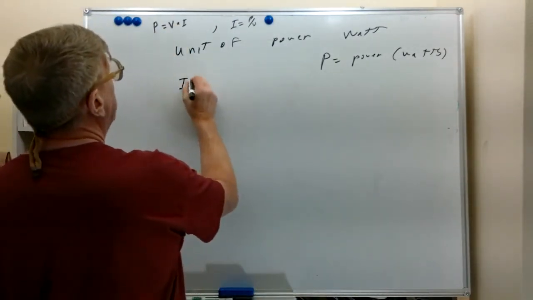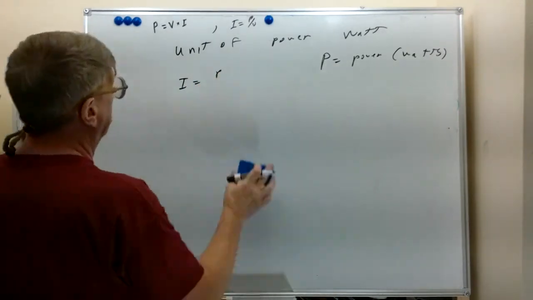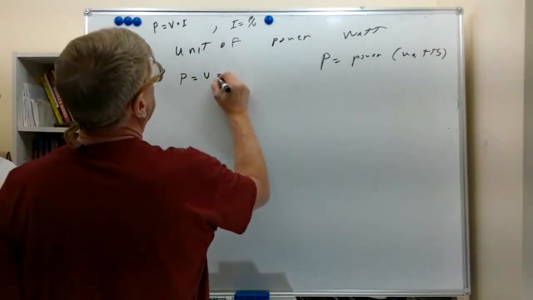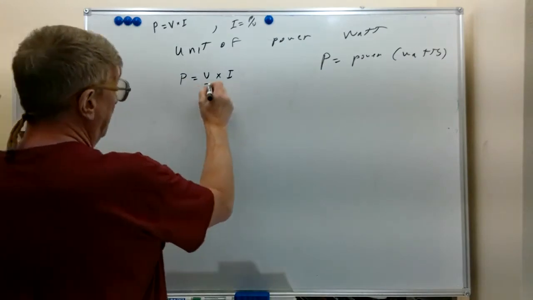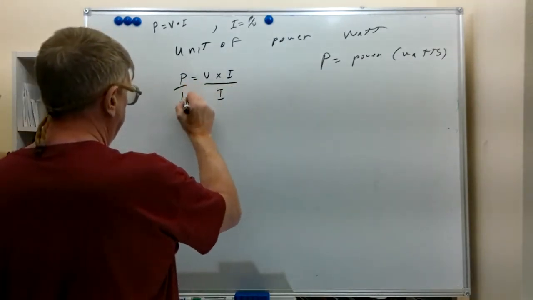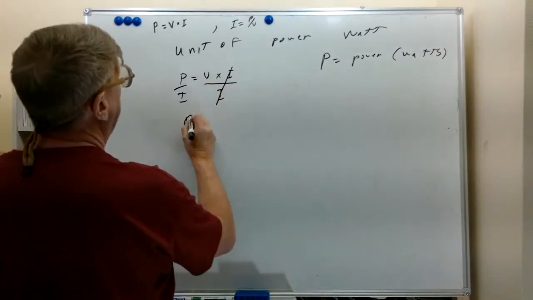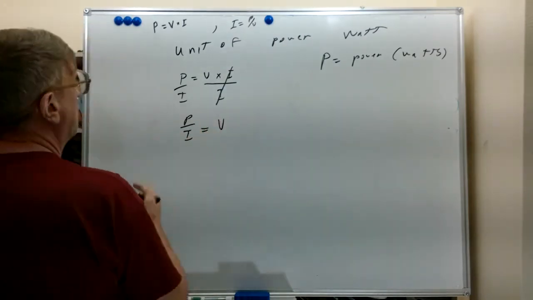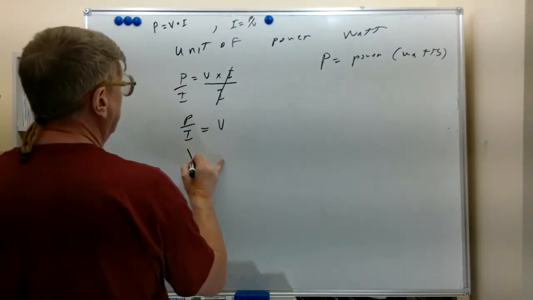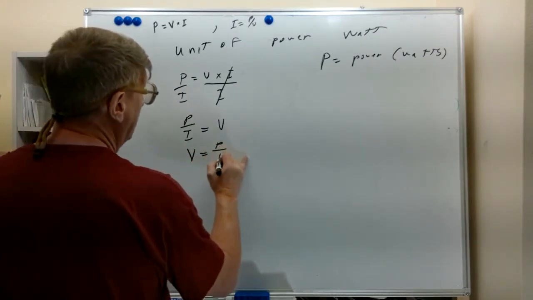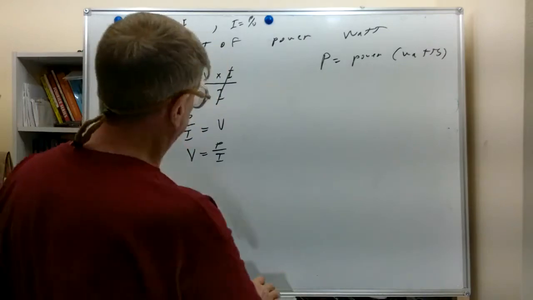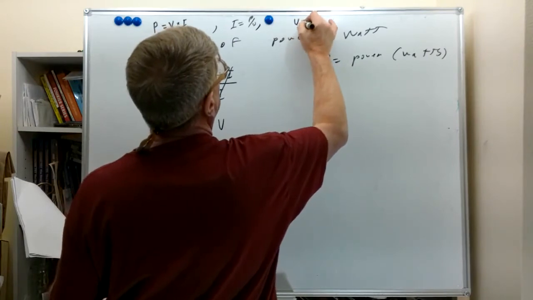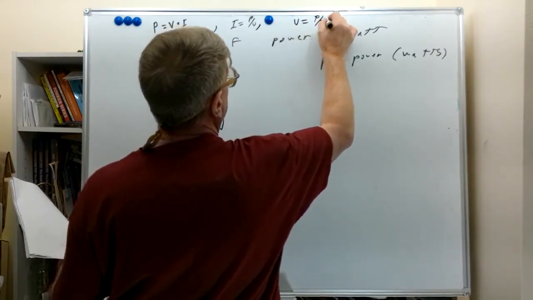Let's take the first one. We'll take this, power equals voltage times current. We want to solve this for voltage. We're going to divide both sides by current. The currents cancel, so we have power over current equals voltage, which we can change the order of, just because we're more comfortable with it that way. Voltage equals power over current. And we'll write that up here for our third power formula. Voltage equals power divided by current.